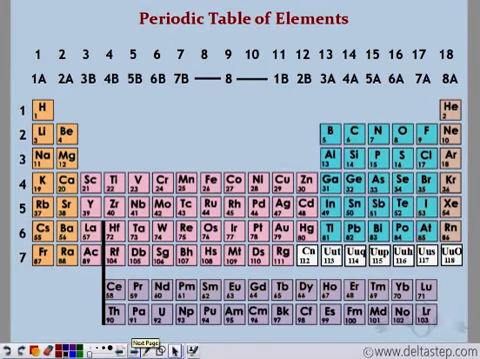This is the periodic table given by Henry Moseley. It's also known as the modern periodic table because this is the final accepted form of the periodic table today. It includes 118 elements that have been discovered so far. Let's compare it with Mendeleev's periodic table.